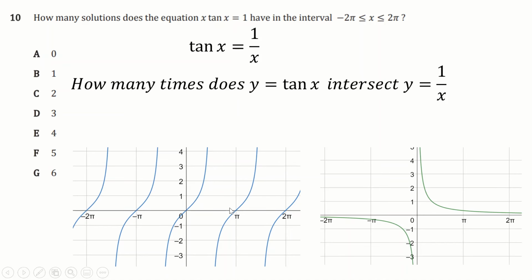But yeah, if you just draw this one over the top of this, you're going to get one solution about here, one solution about here. This solution is going to be just past 2 pi. And then if you put this line over the top of this, you're going to get another 2 solutions, and you get 4 in total.